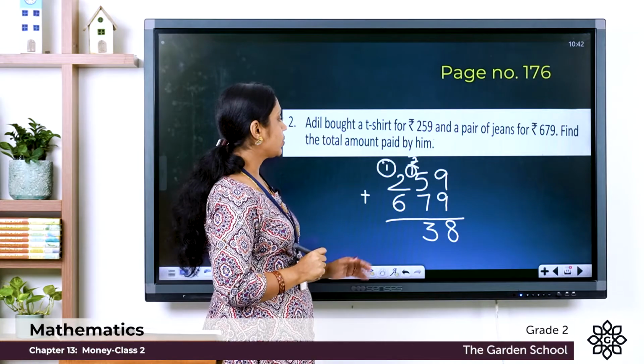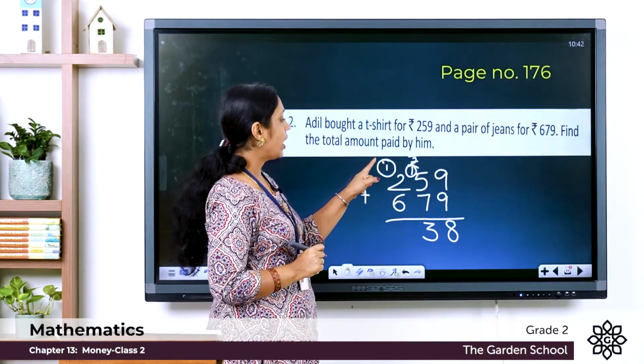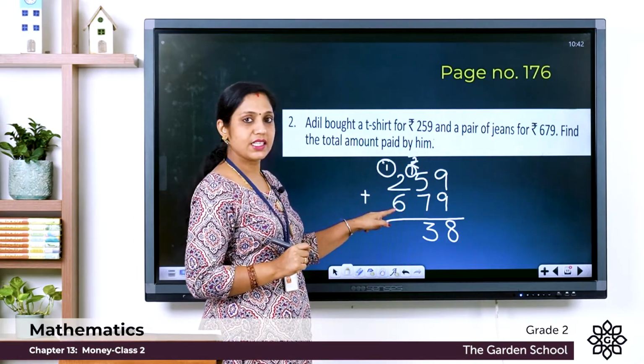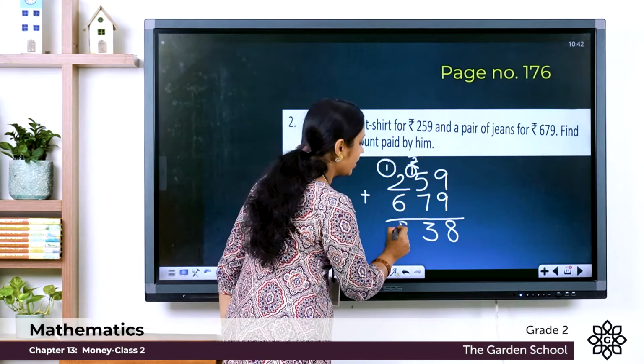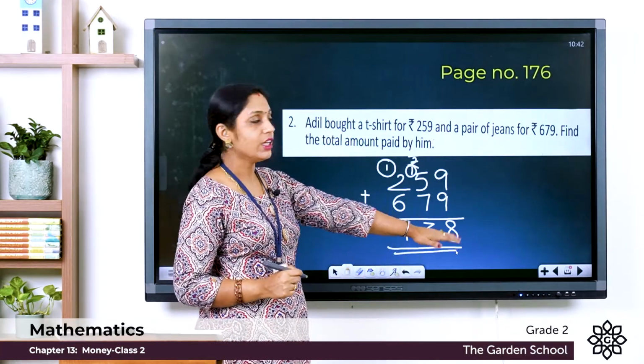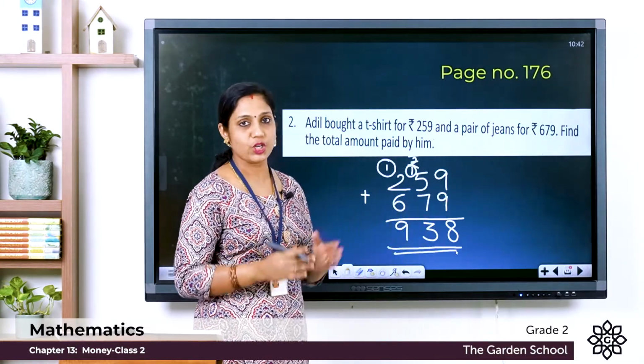Now in the hundreds place we have 1 plus 2 plus 6. So let's add 1 plus 2. 1 plus 2 is 3. 3 plus 6 is 9. So we'll write 9 here and the answer we got is 938. So Adil paid rupees 938 to the shopkeeper.